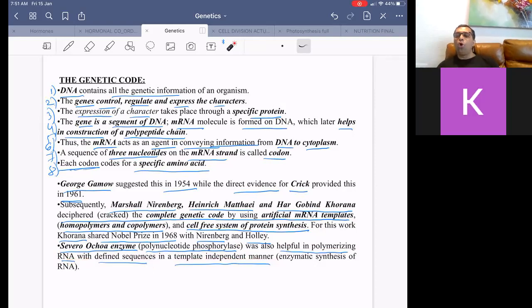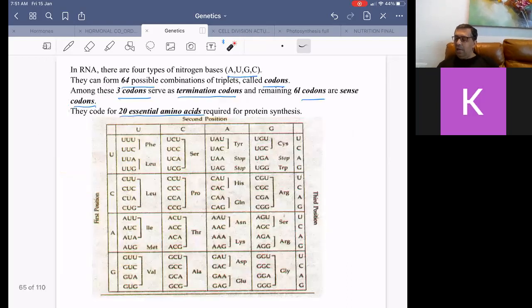So with the help of the Severo-Ochoa enzyme, Nirenberg, Mathai, and Dr. Hargobind Khorana cracked the entire genetic code. Remember this, given in the NCERT, remember this.